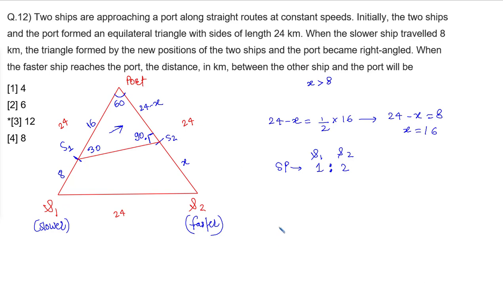So now the question is, when the faster ship reaches the port, meaning when the faster ship travels 24 km, the distance between the other ship and the port will be how much? S2 is the faster ship. So over here time is constant, so the ratio of speed is equal to the ratio of distance. So the time in which S2 travels 24 kilometers, in the same time how many kilometers will S1 travel? If 2 represents 24, 1 represents 12, so S1 will travel 12 kilometers. It means S1 is how far from the port? Out of 24 kilometers, only 12 kilometers are traveled by S1. So the remaining 12 kilometers is the answer.